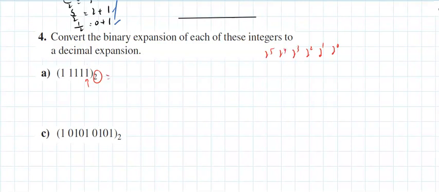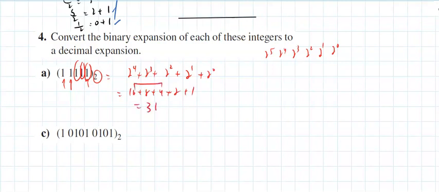So this is really 2 to the 0 plus 1 times 2 to the 1st plus 1 times 2 squared, 2 cubed, and 2 to the 4th. And if you work those out, that's 16 plus 8 plus 4 plus 2 plus 1. That is 31, if I didn't make a mistake.